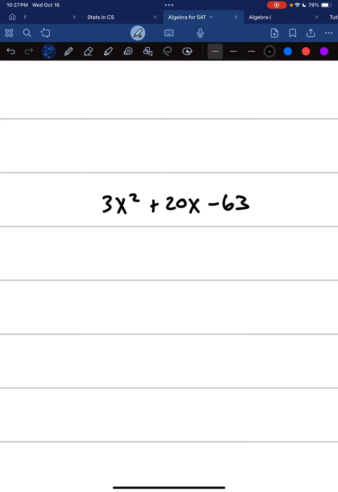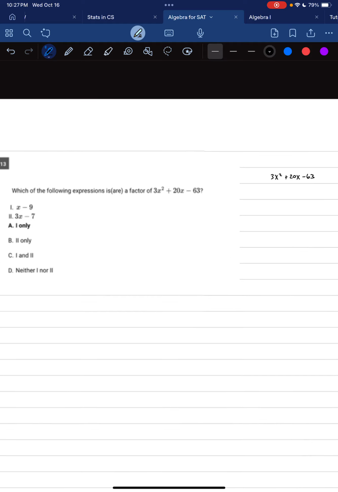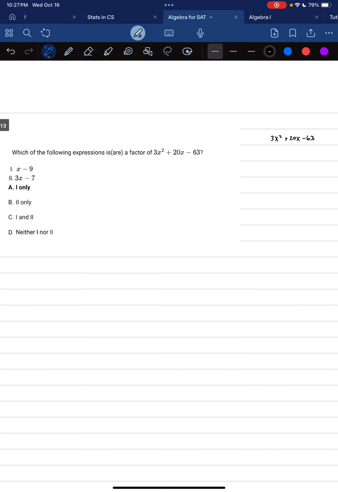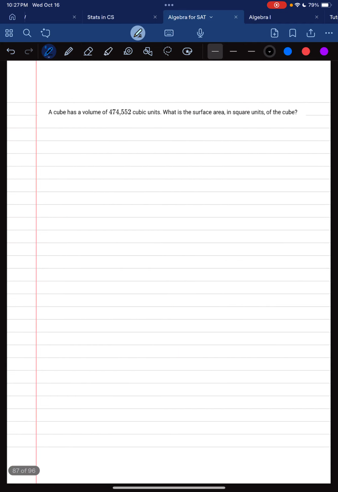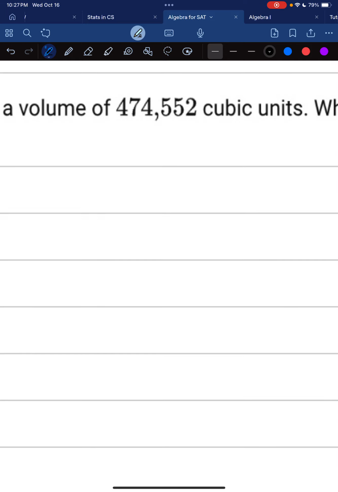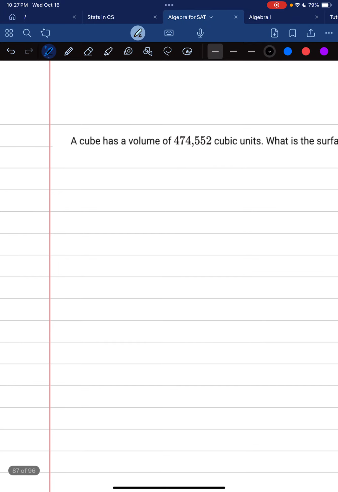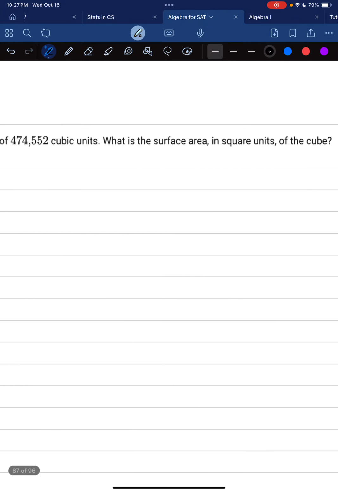Let's see, actually, it might be a little bit difficult to factor this. We'll actually skip this question for now because it has to deal with dividing polynomials and we haven't gotten to that yet. So we'll come back to this question later. Let's look at this one. It says a cube has a volume of 474,552 cubic units. What is the surface area in square units of the cube?